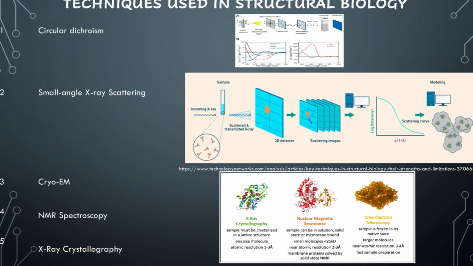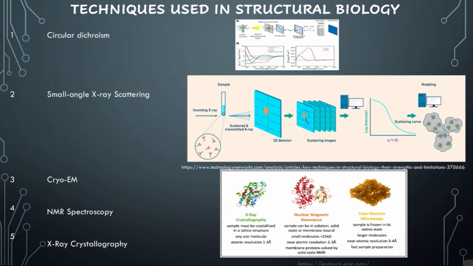Several techniques are used to study structural biology molecules, including circular dichroism. In circular dichroism, a molecule absorbs circularly polarized light, providing information about its secondary structure, such as alpha helices and beta sheets in proteins. Now, biosex. Biosex is another technique which helps to determine the structure of any protein or complex with DNA.